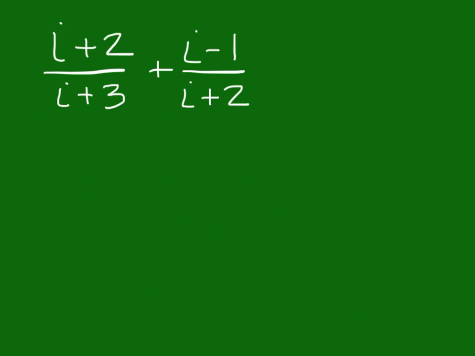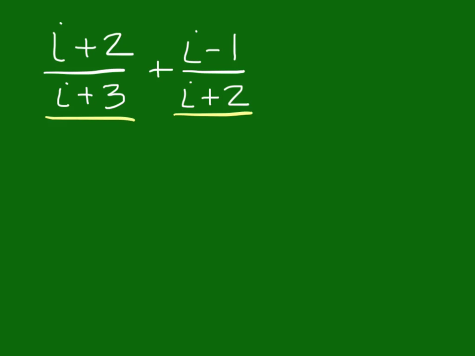The first way is to simplify each fraction separately and then see what you can do to add the two together. Or you can treat them both as fractions that need common denominators, add them together, and then simplify the final answer. So what we will do is this. We'll start off by finding a common denominator. And in this case, (i plus 3)(i plus 2) is going to be the common denominator.